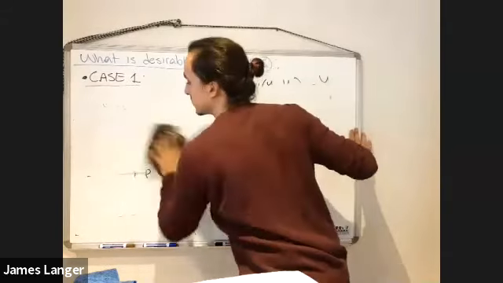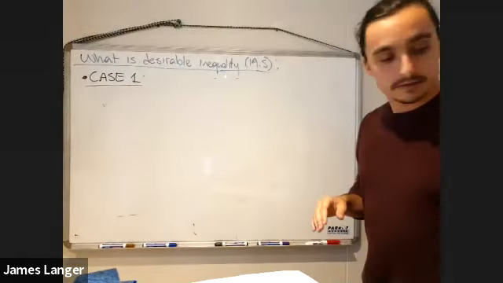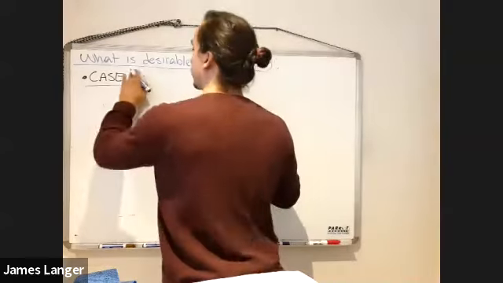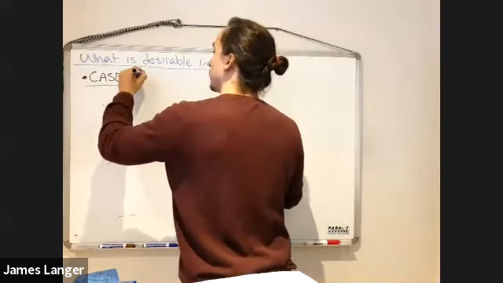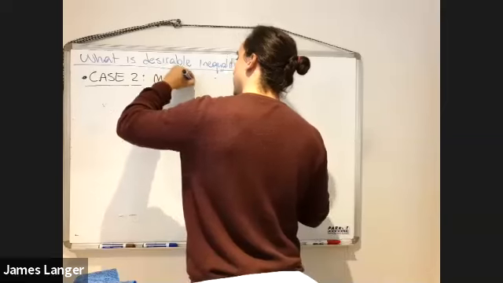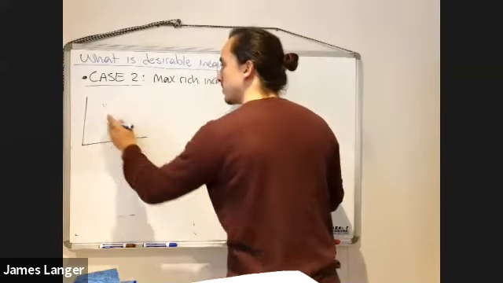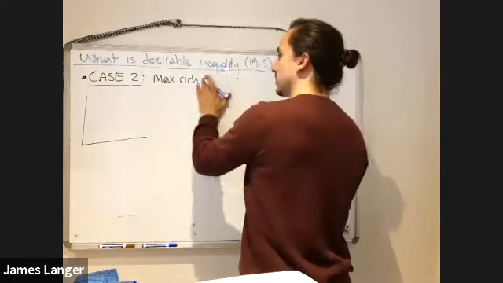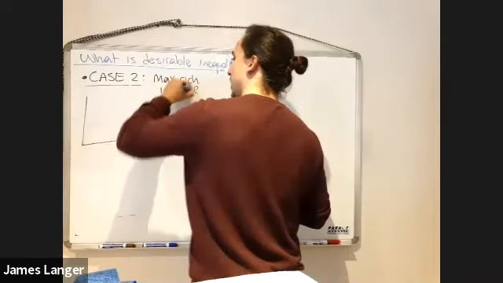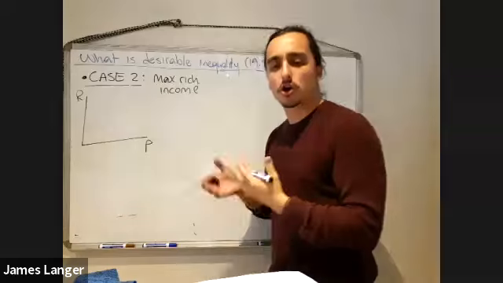So the next case would be the opposite. Right? The next case would be the opposite. Maximum rich income. So in this case, I'm going to try and make it a bit smaller now. Maximize rich income. We're going to have R and we're going to have P, or YR and YP.